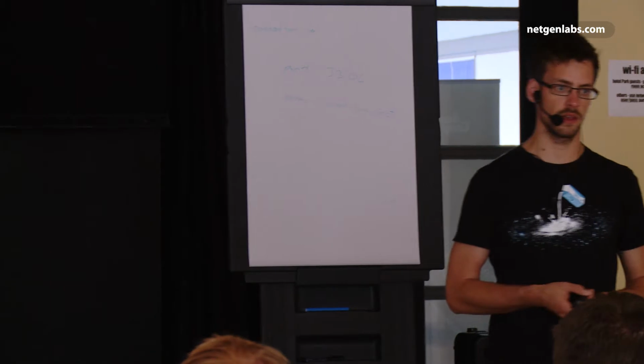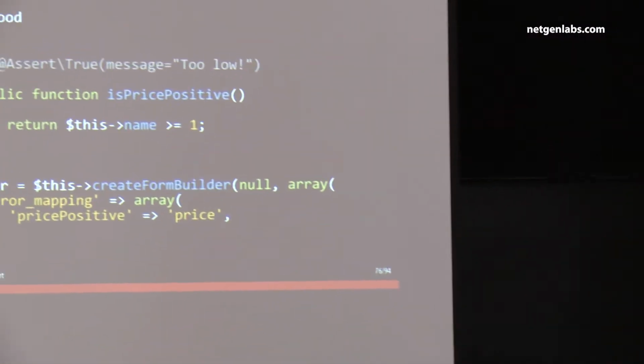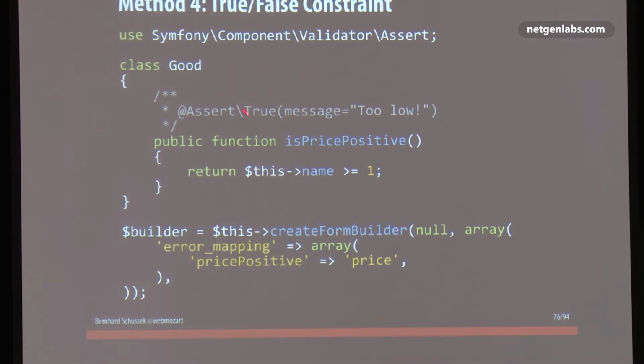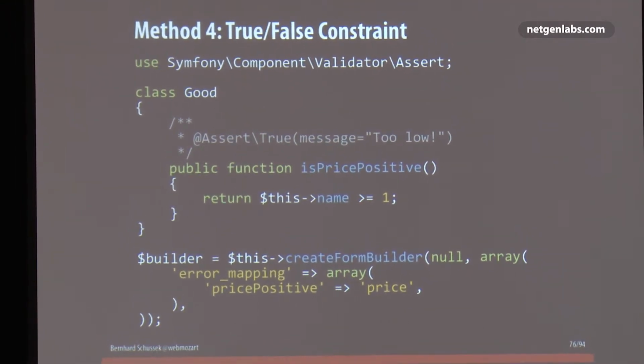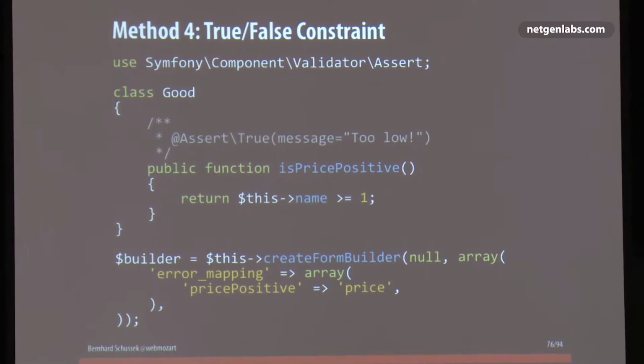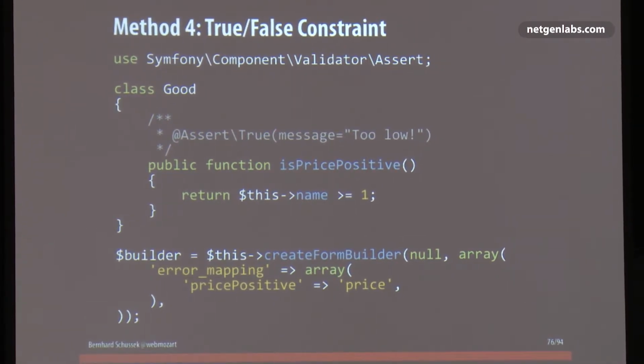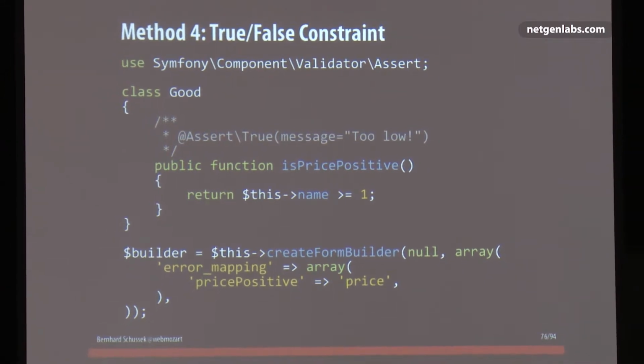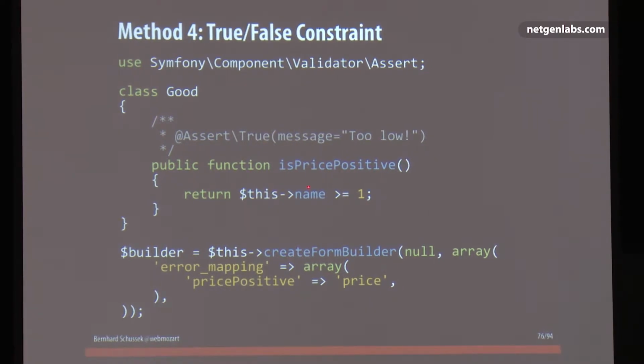Another very primitive way of validating that is very useful at some times is to use the constraints true and false. That is very helpful if you have methods in your domain model that already do some execution logic. For example, if you have this method in your domain model and you want to check that the price is positive, that should be price, I don't know whether it's a typo. And you want to call this method during the validation, then you can just add the annotation true to make sure that the result of this method is true. And if the result of this method is not true, then the message too low will be displayed.